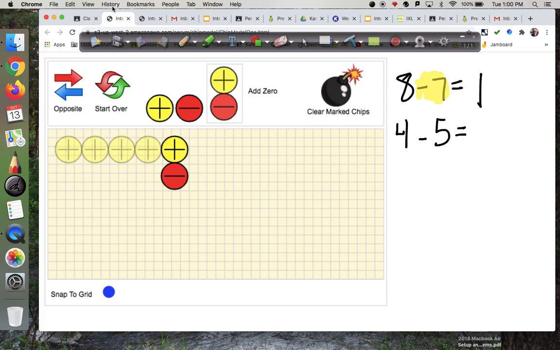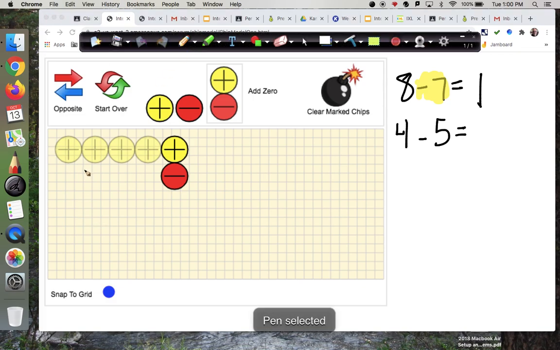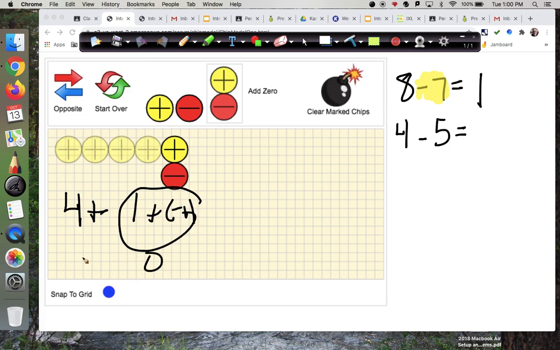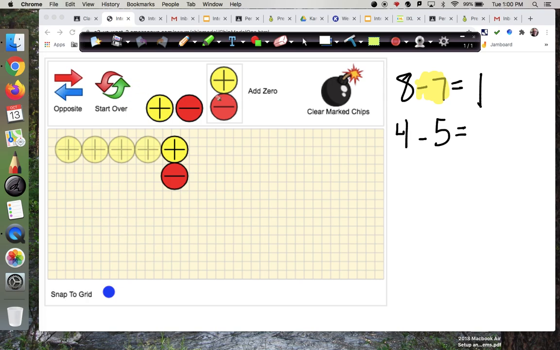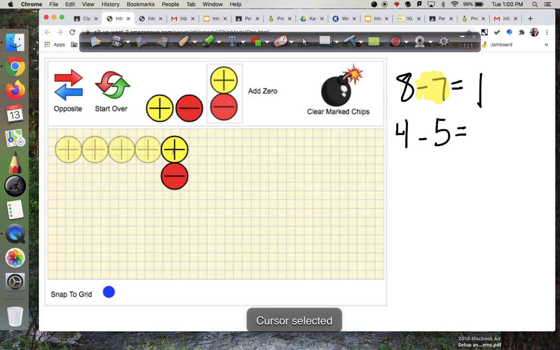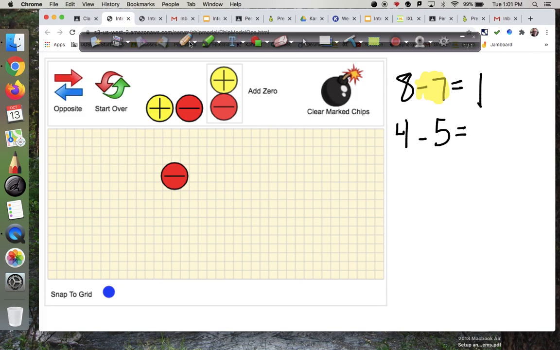So what I have on the board here is 4 plus 1 plus negative 1, and this is 0. 4 plus 0 is 4. So I haven't changed the value of what's on the board. I added 0. If you add 0 to something, that doesn't change the value. So now what I can do is take away 1 more. So now I've subtracted 5, and what that leaves me with is a minus 1.